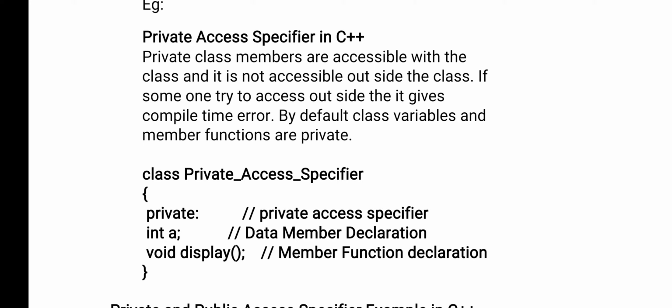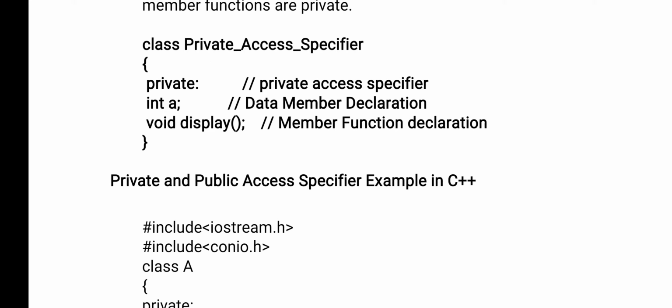Okay, here you see the syntax. Just now I have given public, similarly here I have given private. Private is an access specifier. According to the rule, an access specifier should end with a colon. Now, int is a data type. A is the data member. A is a variable here, and variables are called data members.